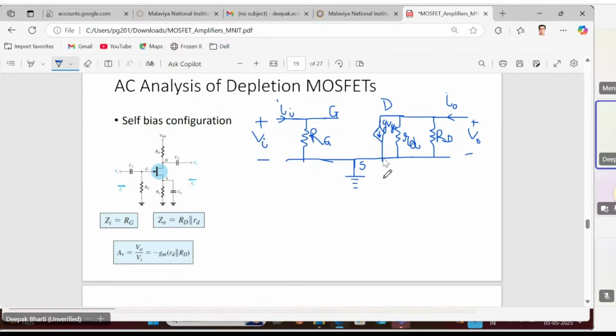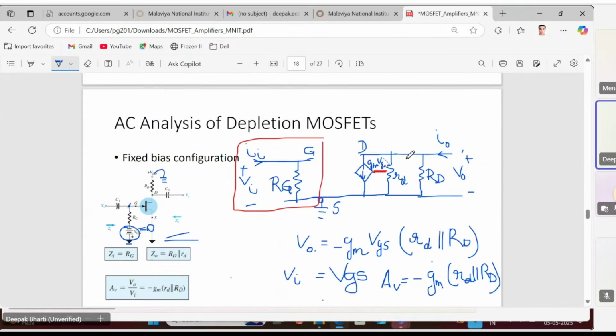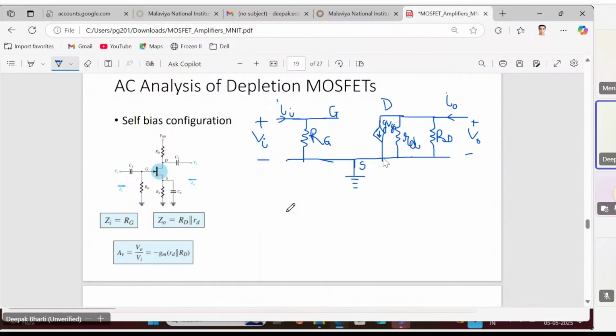So if we notice, this network that we have drawn here is quite similar to what we had drawn here. So that's why the expression for this self bias configuration will be quite similar. Like ZI, it will be the ratio of VI and II, that we can directly write, or we can observe that this will be equal to RG.